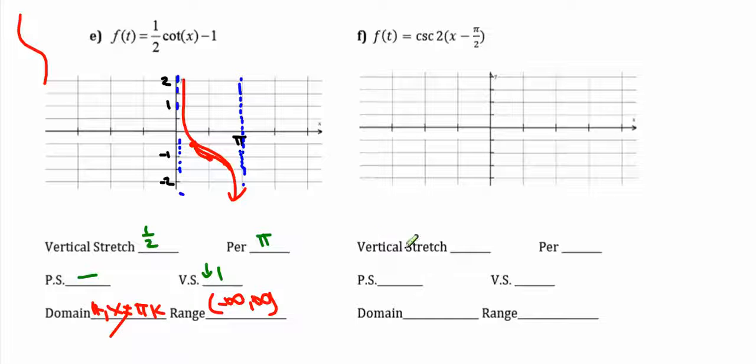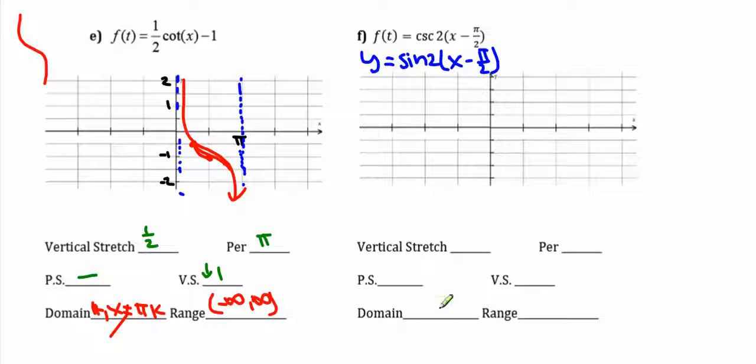All right, last graph. I am graphing the cosecant of 2 times x minus pi over 2. So first, let's write the equation of the helper function. So I have y equals, the reciprocal of cosecant is sine. So sine of 2x minus pi over 2.